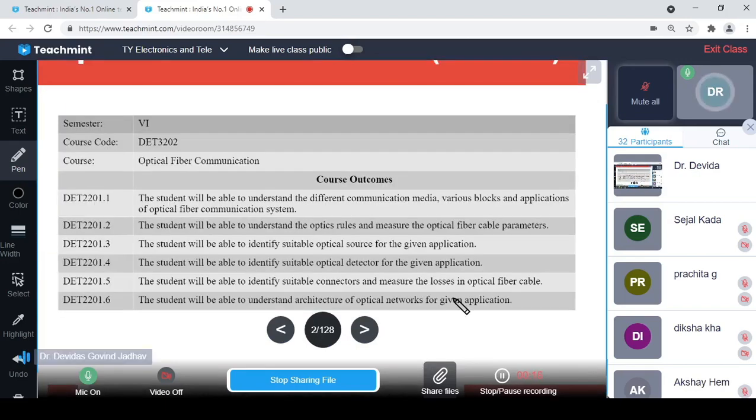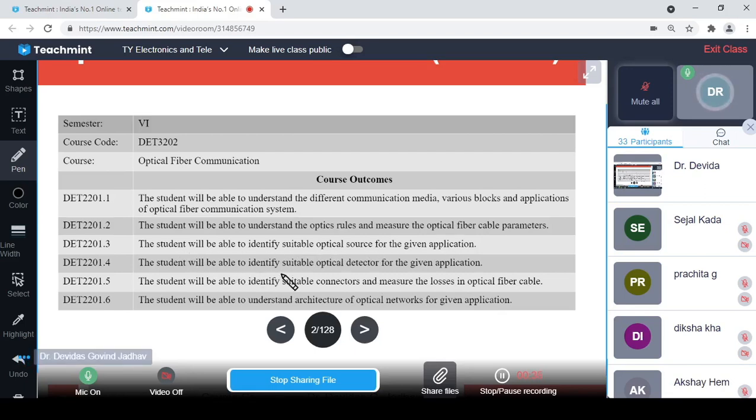Course outcomes. The students will be able to understand the different communication media, various blocks and applications of optical fiber communication system. The students will be able to understand the optics rules and measure the optical fiber cable parameters. Students will be able to identify suitable optical source for a given application.